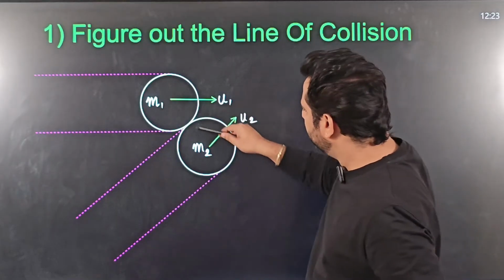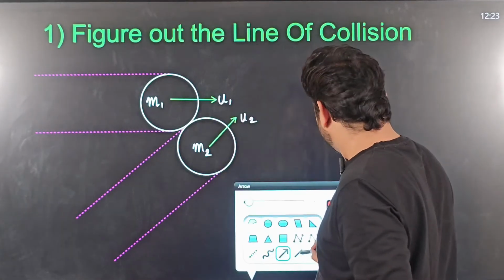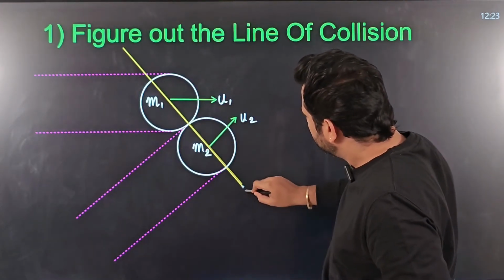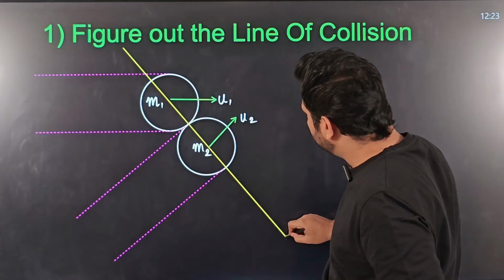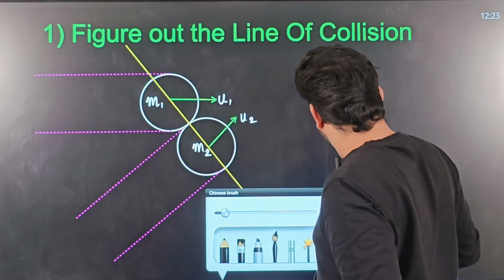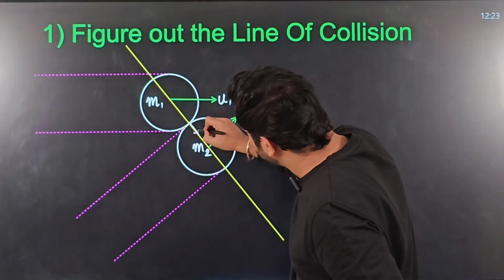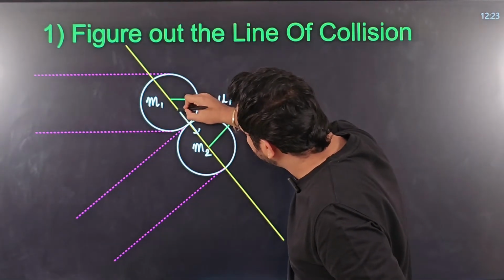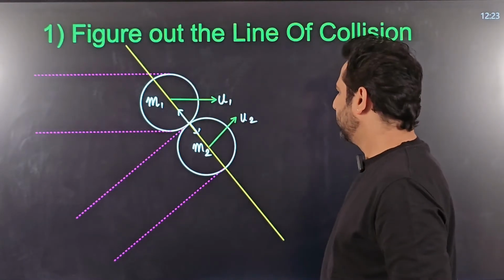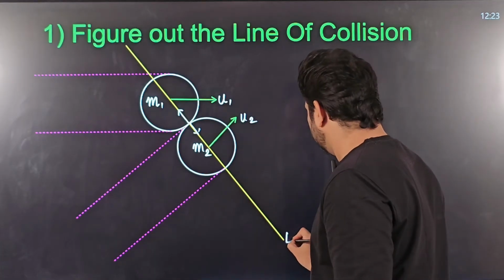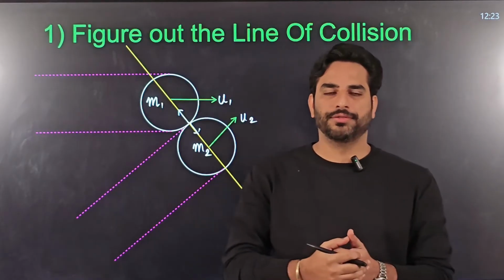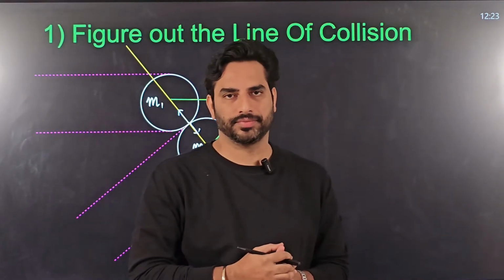So when M1 and M2 hit each other at this point, it is very clear that they exert normal contact force on each other. So this yellow line, as you see, will be the line of collision. Because M1 applies force on M2 along this direction, M2 applies force on M1 in this direction. So this yellow line is the line along which the collisive forces are acting. So this is a line of collision in this case. So this is step 1, figuring out or identifying the line of collision.